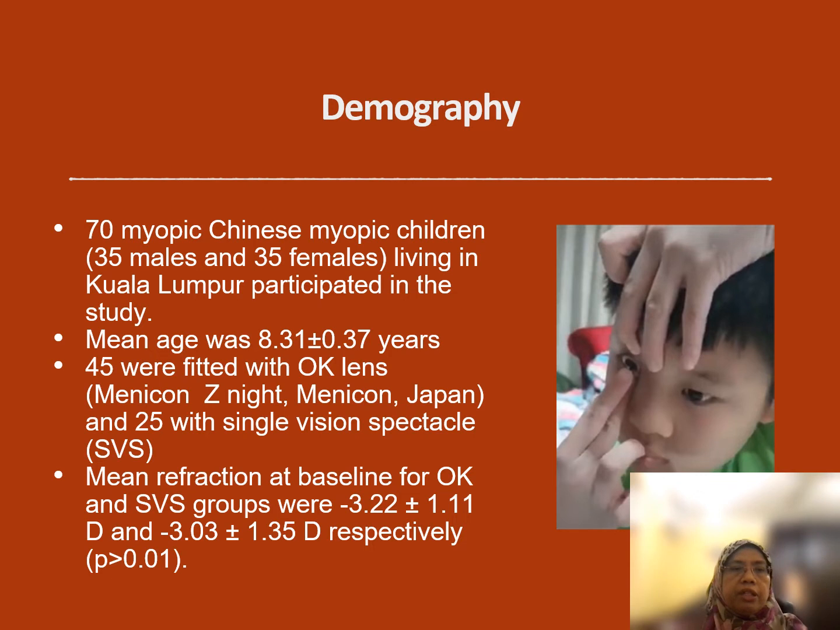Results: 70 myopic Chinese children participated in this study. 35 of them were males and 35 were females. Mean age was around 8 years old. 45 of them were fitted with Orthoke lens, and another 25 were fitted with single vision spectacles. The mean refraction of both groups at baseline was -3, and there were no significant differences in refraction and axial length at baseline between both groups.